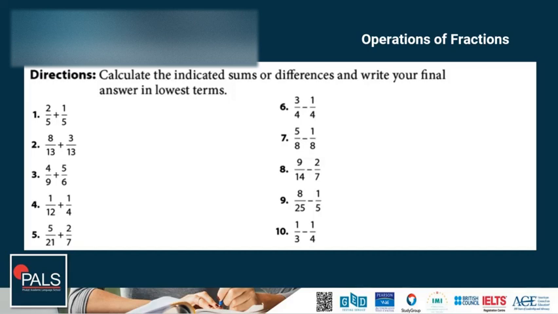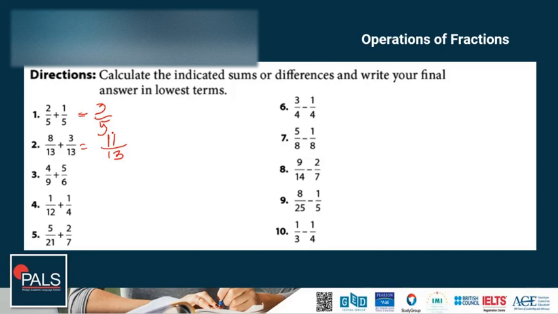Number 1, 2 over 5 plus 1 over 5. The denominator is the same, so you just simply add the numerators. So 2 plus 1 is 3, 3 over 5. Can we still simplify 3 over 5? No, it's already simplified. Number 2, 8 over 13 plus 3 over 13. The denominators are the same, so we can just copy the denominator, then add the numerators. So 8 plus 3 is 11. 11 over 13 is already simplified, or it is already in lowest terms.